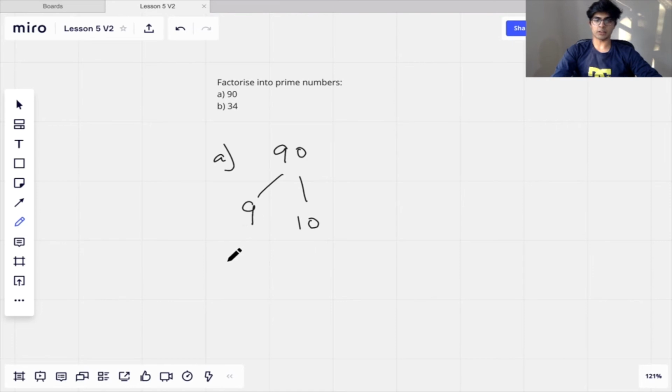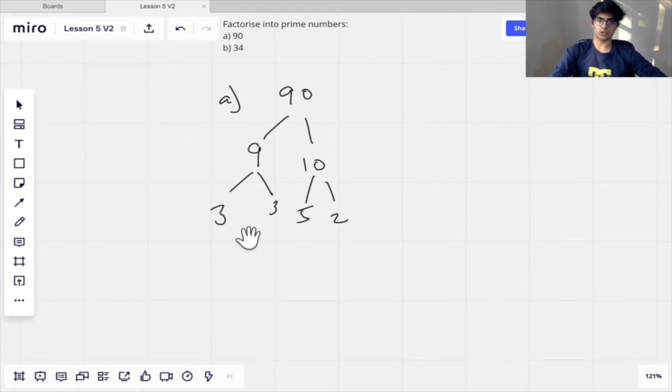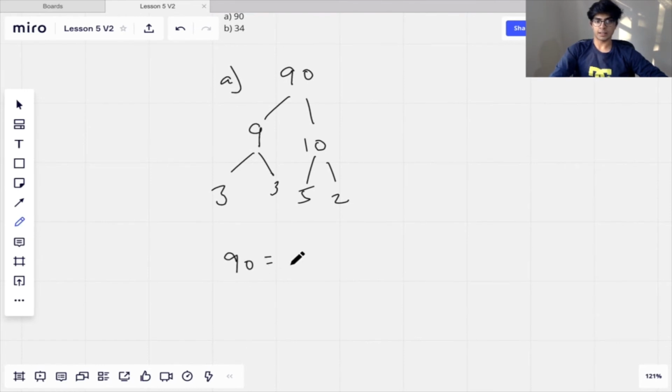Now, let's break down 9 further. We know 9 is 3 squared, so we can go 3 and 3. And we know 10 is 5 times 2. So the prime factors of 90 are 3 times 3 times 5 times 2. But you can also write 3 times 3 as 3 squared, so you can have this. And this is called product notation. It's mentioned in the learning objective, so it's quite important to know that.